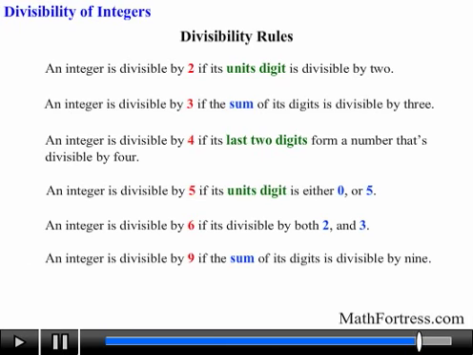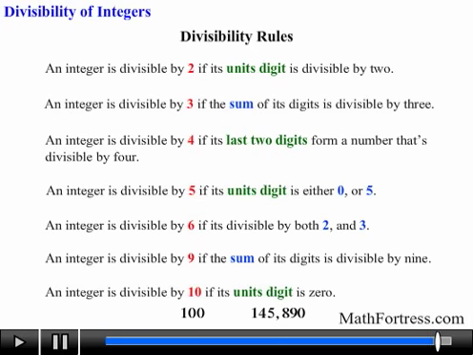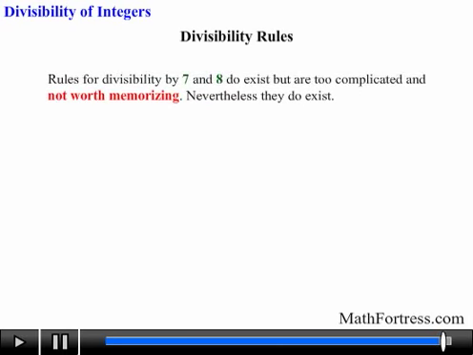An integer is divisible by 9 if the sum of its digits is divisible by 9, like in the number 61,326. If we add the digits 6 plus 1 plus 3 plus 2 plus 6, we obtain 18, which is divisible by 9. And finally, an integer is divisible by 10 if its units digit is 0, like in the number 100 or 145,890. Rules for divisibility by 7 and 8 do exist, but are too complicated and not worth memorizing.